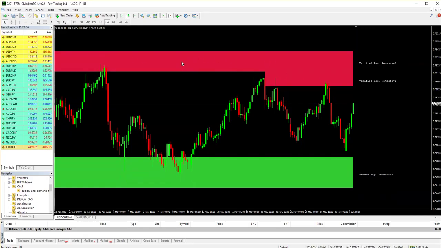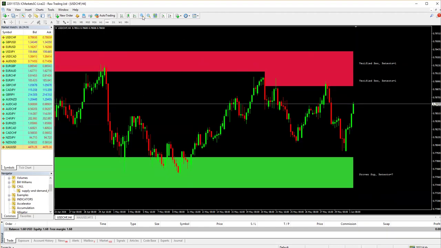So this red zone here is called the resistance zone. And then the green zone here is called the support zone. That is supply and demand. So the resistance zone here, which is in red, is often where the market can choose to respect it and come back down to a sell. And then the green zone here, which is the support zone, is also a level which the market can choose to respect and then go back up.